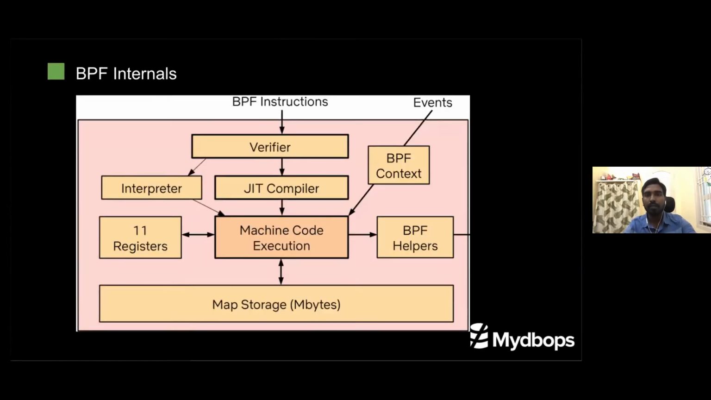Okay, so this is the internal architecture and block diagram of BPF. BPF has a verifier, an interpreter, a JIT compiler, and a BPF context. This is the basic block diagram, and I'll explain what each block does. A BPF instruction is basically the program or the code which you write on top of this BPF call. So what is the basic functionality of the verifier?